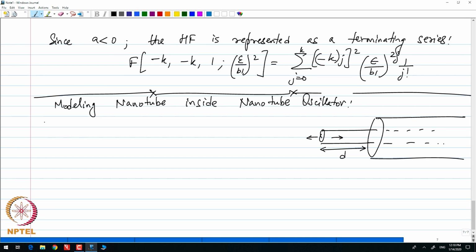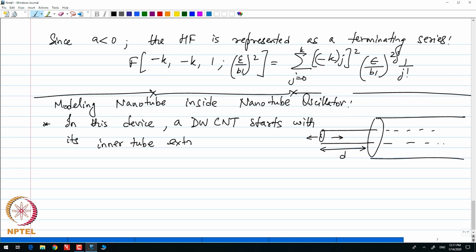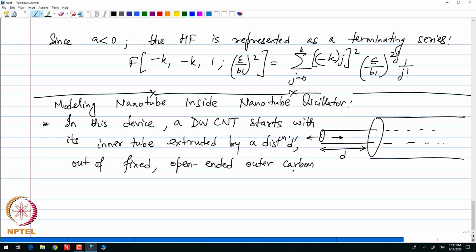Okay. So, in this device, a double walled carbon nanotube starts with its inner tube extruded by a distance d, out of a fixed open ended outer carbon nanotube. Okay.